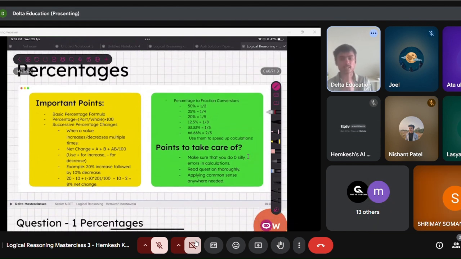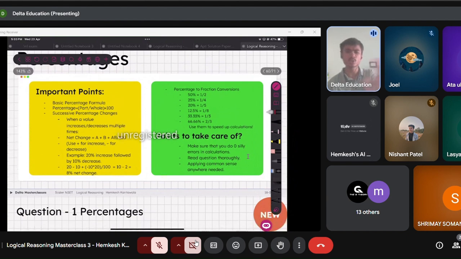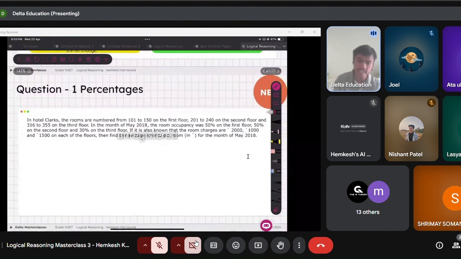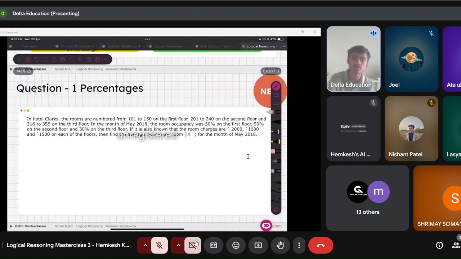Now two topics remaining: percentages, and speed and time. Percentage is nothing but the value upon the total value times 100. This is percentage, nothing else. So if we move directly to the questions, make sure that you don't make any silly mistakes in calculations. So take 2 minutes, solve this question. Easy question, percentage.